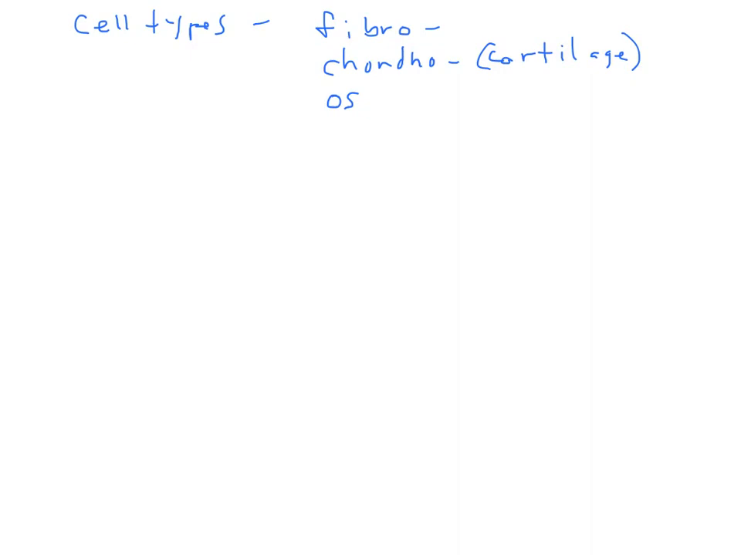You should have an idea of your cell types. Fibrocyte or fibroblast is the generic cell type found in many connective tissues. Chondroblast or chondrocyte is what's found in cartilage. And osteoblasts and osteocytes is what's found in bone.